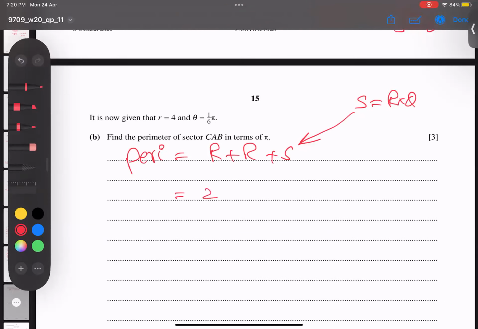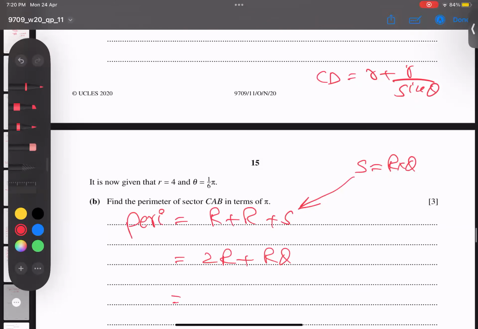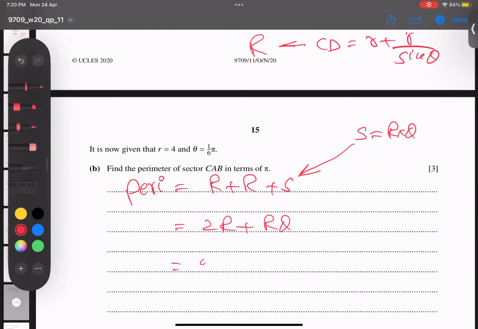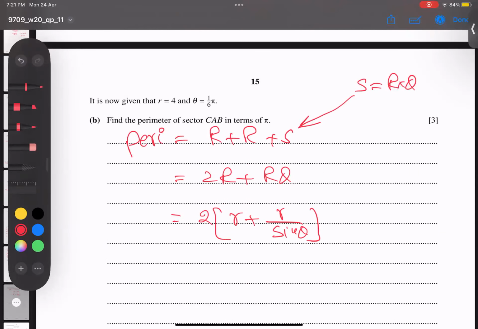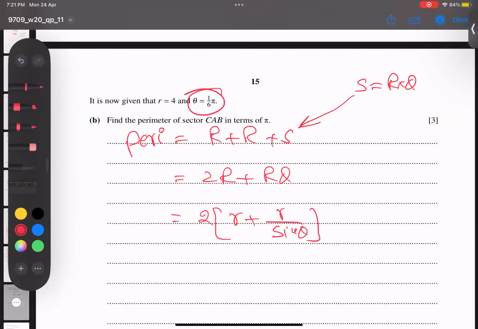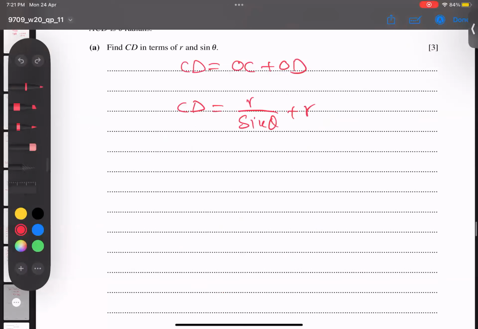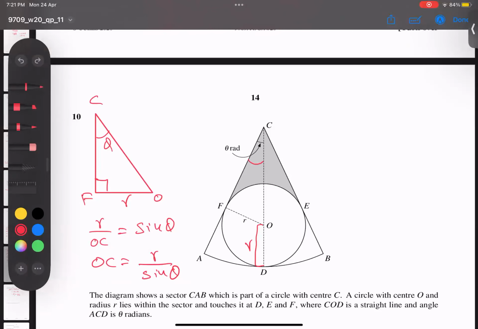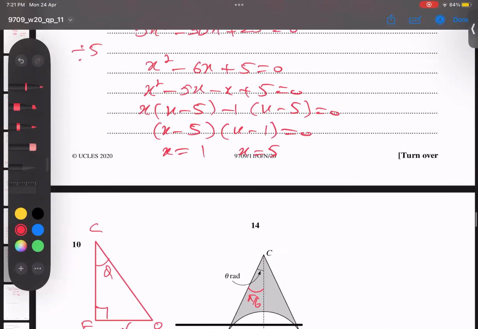So it means 2R plus arc length, R theta. I hope that's clear. To get the big R, this CD behaves as R. So it means R plus 2 times (R plus R over sine theta). And theta is what, given by him? Theta is pi by 6. For your knowledge, this pi by 6 is theta. I repeat again, this is pi by 6.